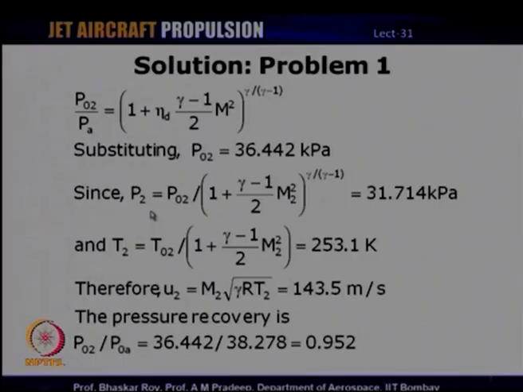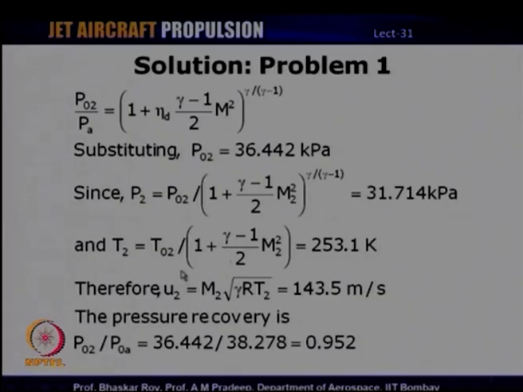And we also know that P2 and P02, that is the stagnation pressure and temperature, are related through the isentropic relation. Therefore, P2 is P02 divided by 1 plus gamma minus 1 by 2 M2 square raised to gamma by gamma minus 1. We again substitute these values here, we get the static pressure at station 2 as 31.714 kilopascal. Similarly, we can also find the static temperature at station 2, which comes out to be 253.1 Kelvin.